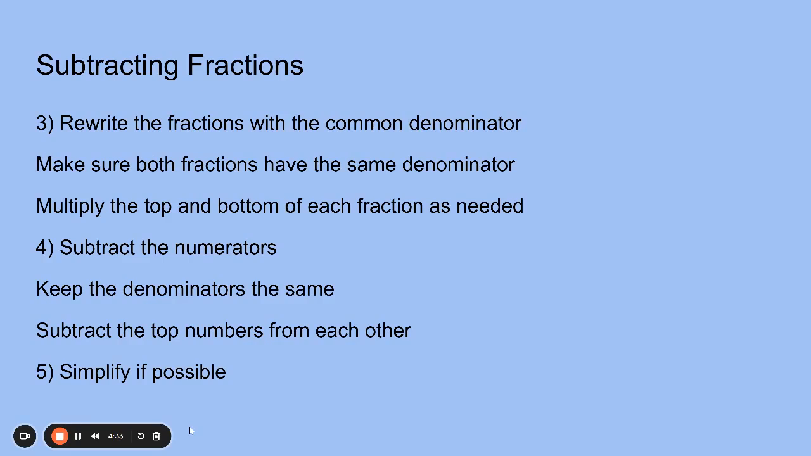Step 3, rewrite the fractions with the common denominator. Make sure both fractions have the same denominator. Multiply the top and bottom of each fraction as needed. Step 4, subtract numerators. Keep the denominators the same. Subtract the top numbers from each other. Step 5 is to simplify.